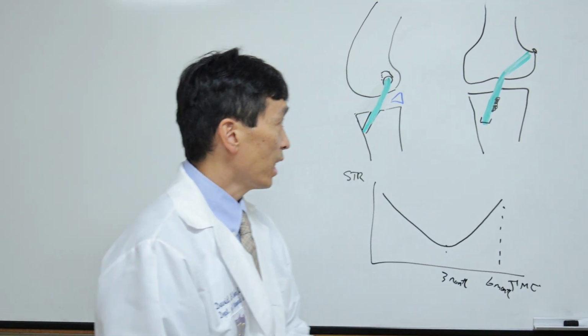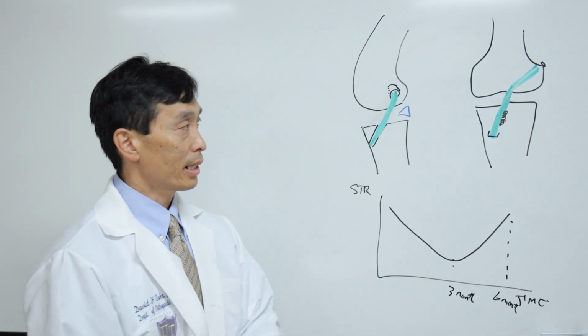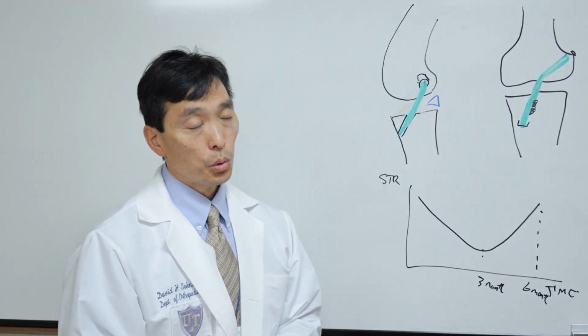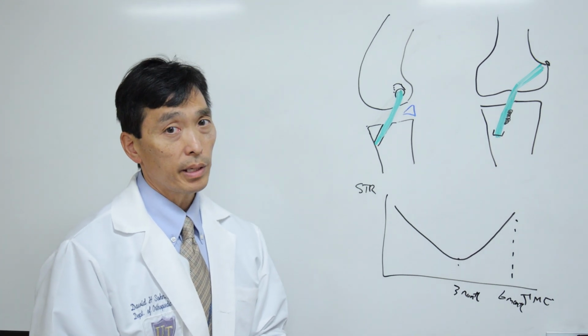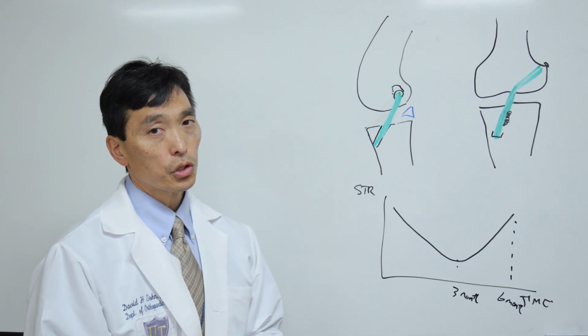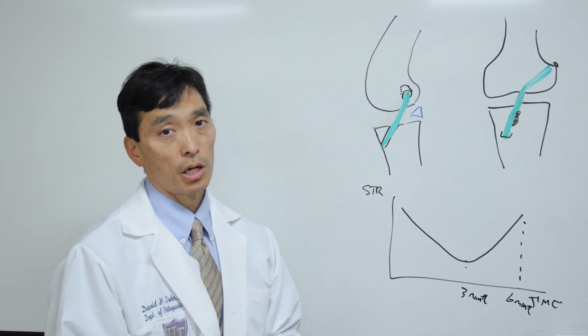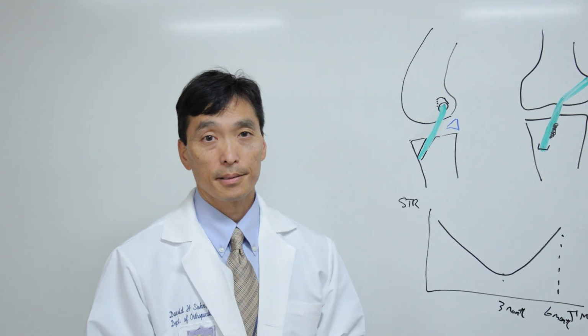Other than that, the ACL recovery is not very arduous. You are allowed to walk immediately on the ACL. You do need to use a brace for those full 6 months. The first 2 weeks will be a big, stiff, and uncomfortable brace. But then after those first 2 weeks, we will exchange that for a smaller, lighter, and more comfortable brace. Physical therapy would start at 2 weeks.